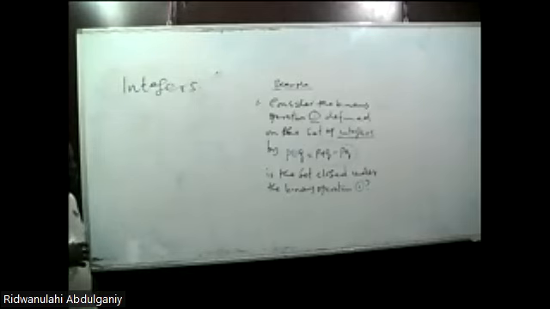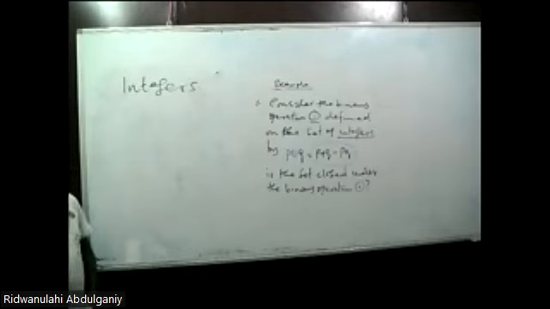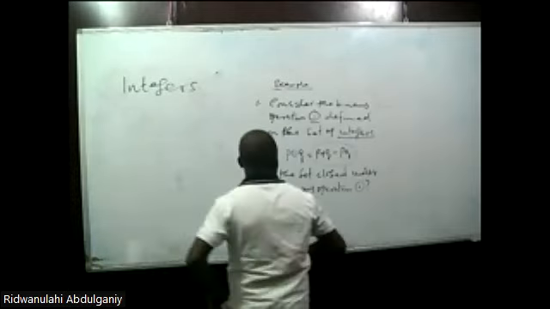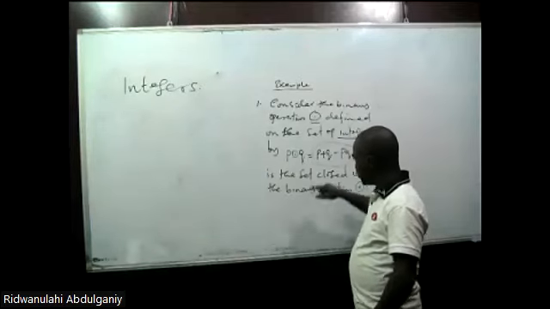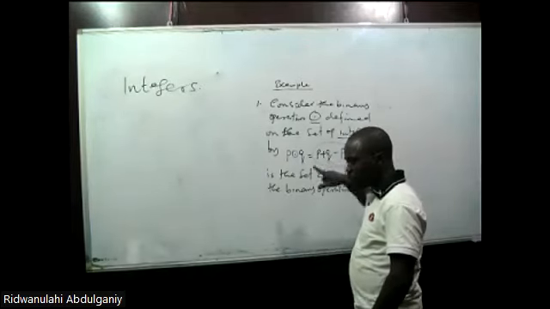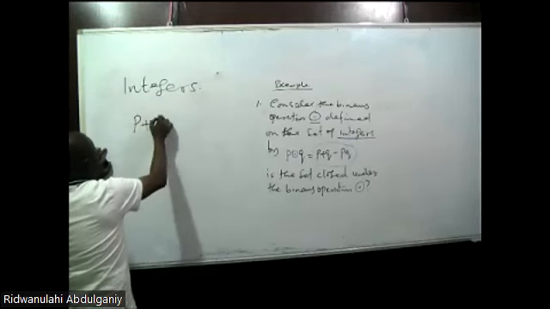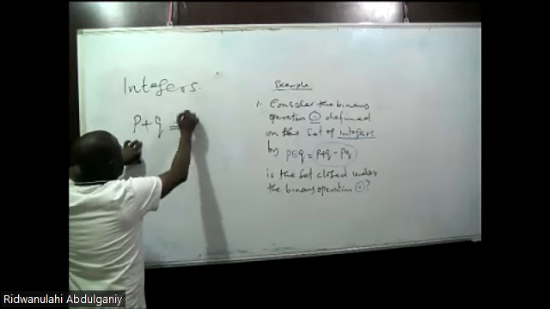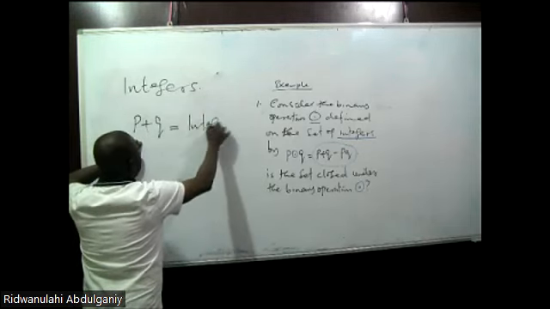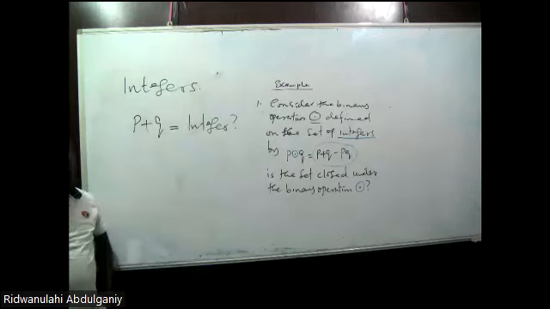Positive and negative whole numbers, including 0, are called integers. So let's start. If I pick 2 integers and we add them together, what will be the result? 2 integers, P plus Q. P is an integer, Q is an integer. Will the result be an integer?